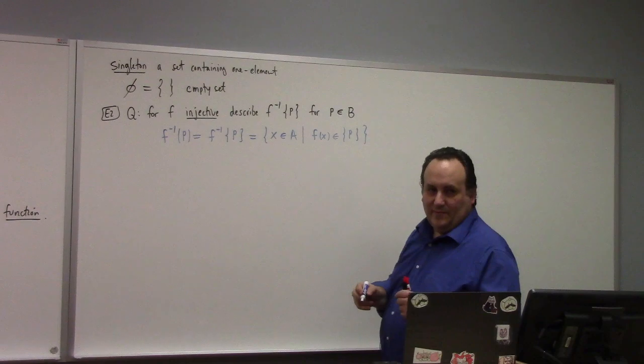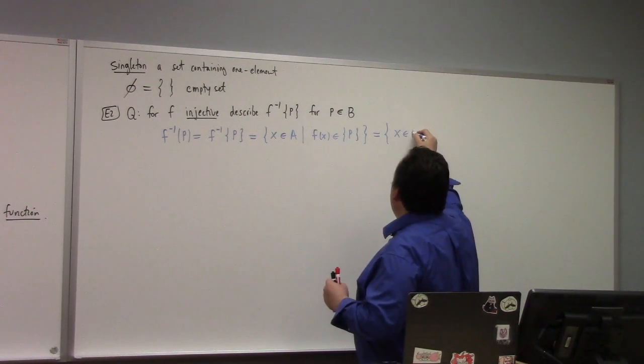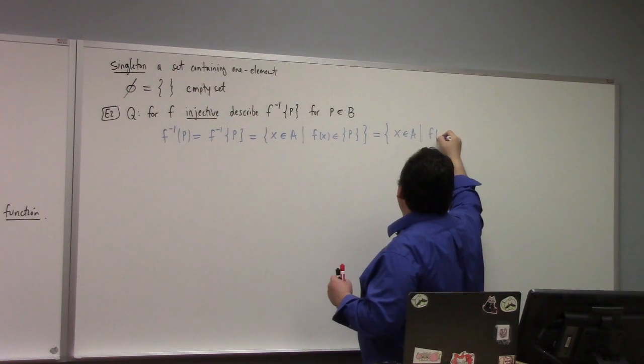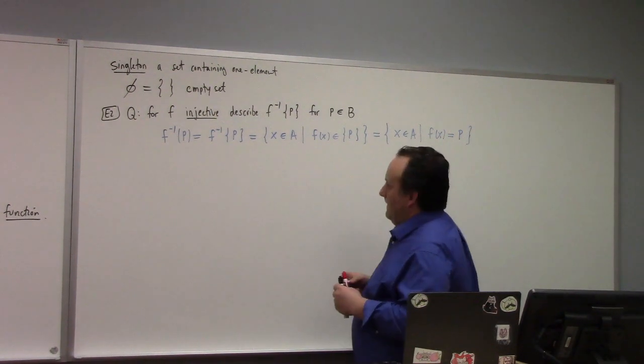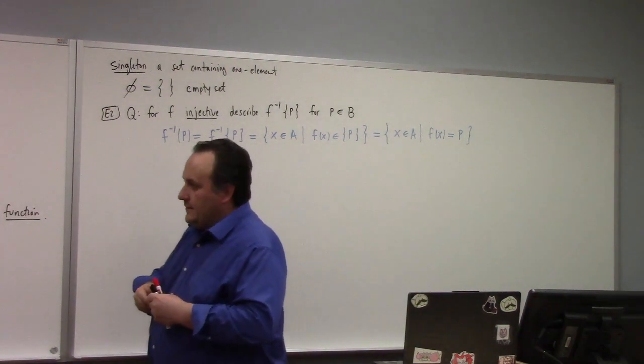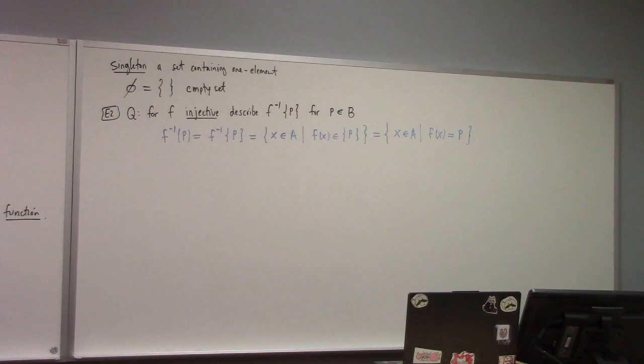But we can be less dumb. We can just say x is an element of A such that f of x equals p. So what do you guys think? For an injective function, what can you tell me about this set?